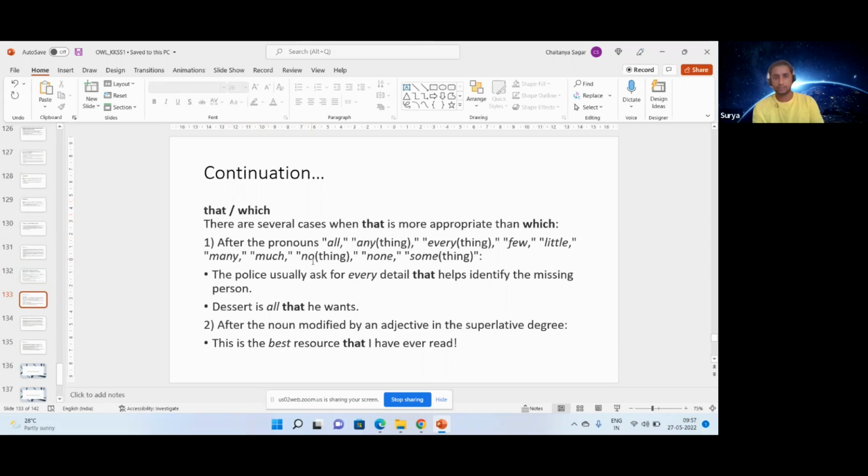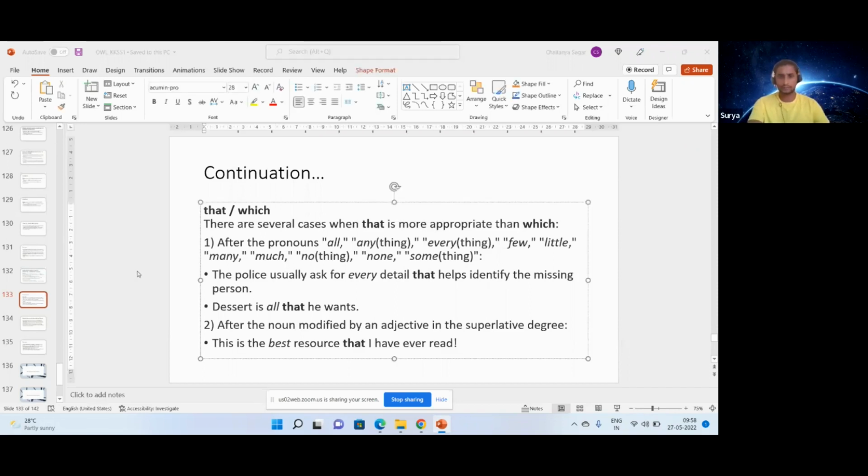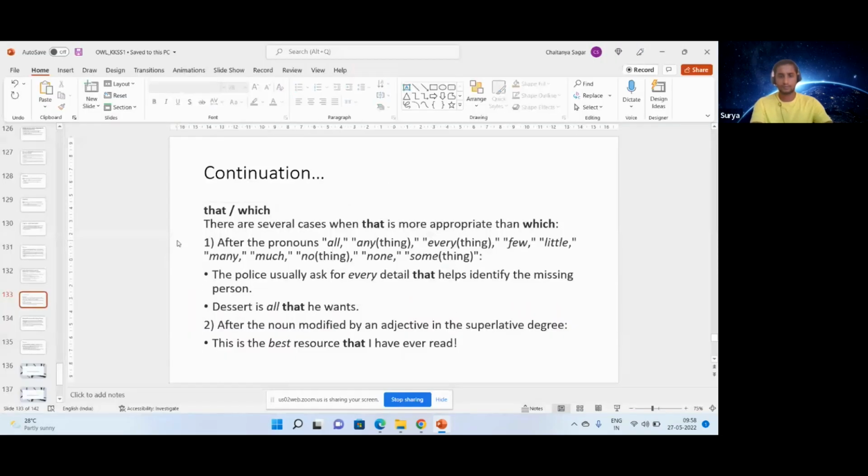So if you see, there are so many pronouns in English. Usually you're not describing a single person, you're describing a whole group together. You'll say all, or you could say many people, or if you're describing a quantity, you would say much. So these pronouns: all, anything, everything, few, little, many, much, none. In such cases, that is more appropriate than which.